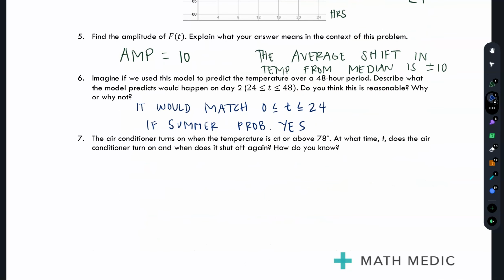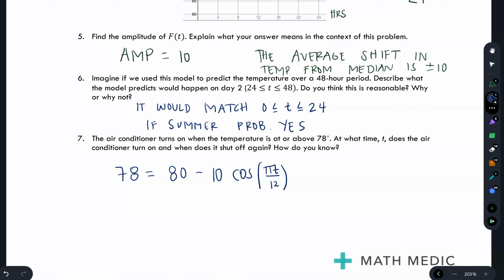Okay, so the air conditioner turns on when the temperature is at or above 78 degrees. At what time T does the air conditioner turn on, and when does it shut off again? Okay, so what am I going to do to solve this? I want to set my equation equal to 78. So I'll say 78 is equal to 80 minus 10 cosine of pi t over 12.